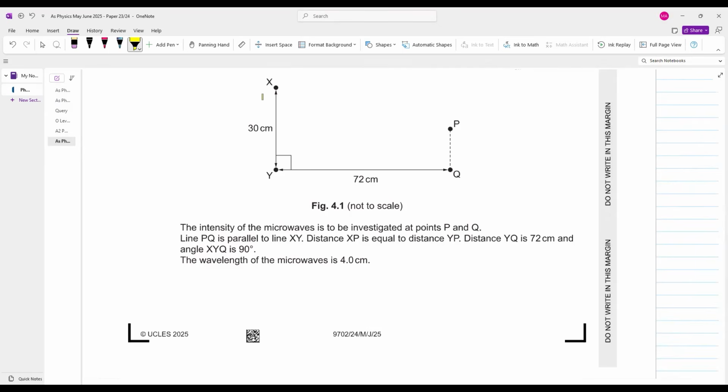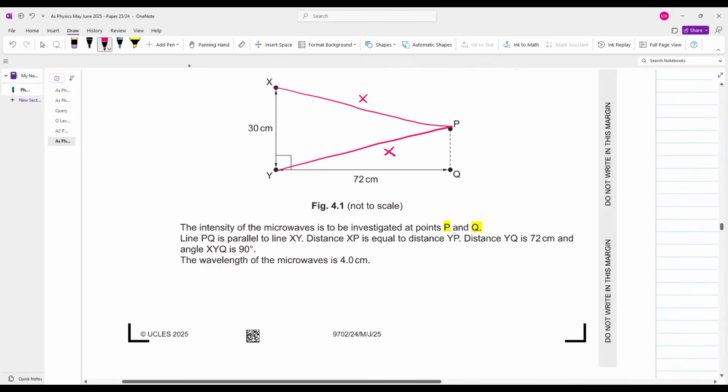The intensity of microwaves is investigated at point P and at Q. Line PQ is parallel to line XY. Distance XP is equal to the distance YP. अच्छा, तो ये कहा जा रहा है distance XP is equal to the distance YP. That basically means if this distance is X, this will also be X.